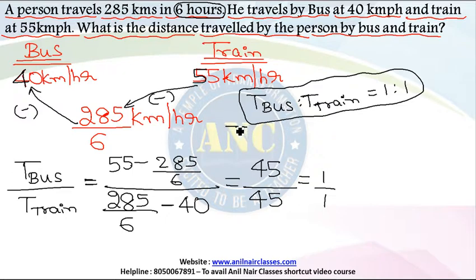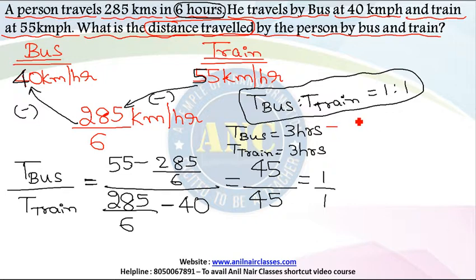Total time taken is 6 hours. Equal ratio means for the bus he will take 3 hours, and the train also he will take an equal time of 3 hours. But the question is not asking you to find the time taken in bus and train.